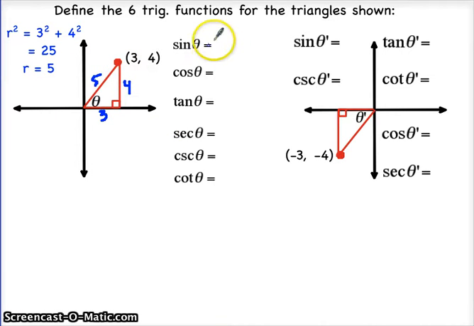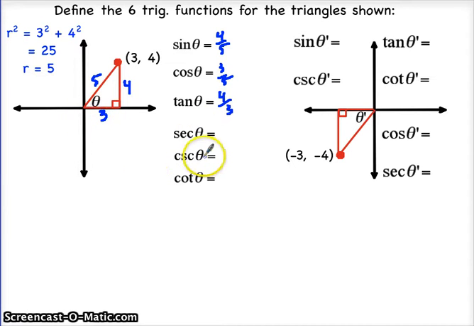Now you can quickly find the sine, cosine, and tangent. Again, you've got theta as a reference point, and so the opposite is 4 over the hypotenuse being 5, 4 over 5. Cosine is your adjacent over hypotenuse, 3/5, and tangent being 4 over 3, or your opposite over adjacent.